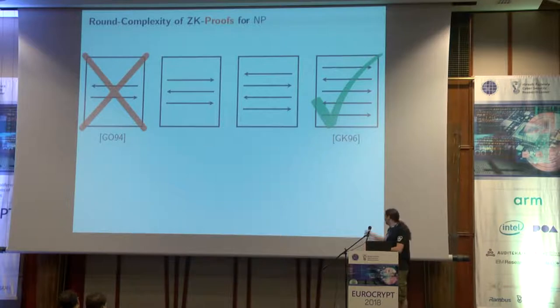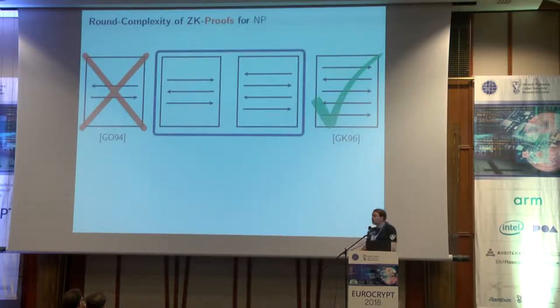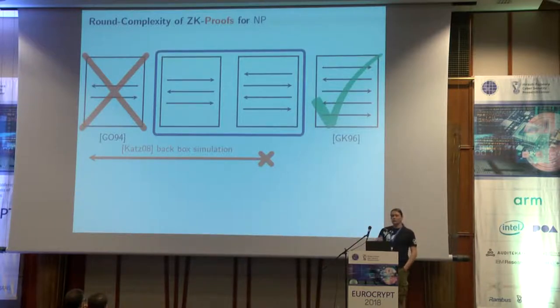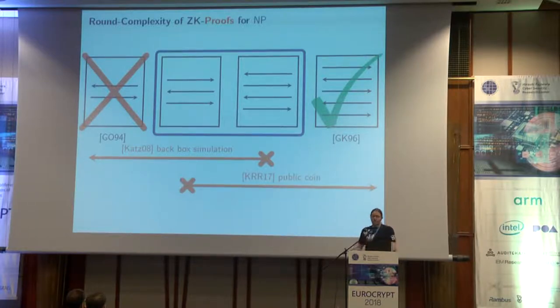On the other end of the spectrum, we have the result of Goldreich-Kahan, which showed that five-round proofs do exist for all of NP. In the middle, we have the question, do three or four-round proofs exist for all of NP? Katz in 2008 showed that if you only look at black box simulation, then actually four-round proofs and thereby also three-round proofs cannot exist for all of NP, and they can only exist for languages in CoMA. Which still left open the question, well, what about non-black box simulation?